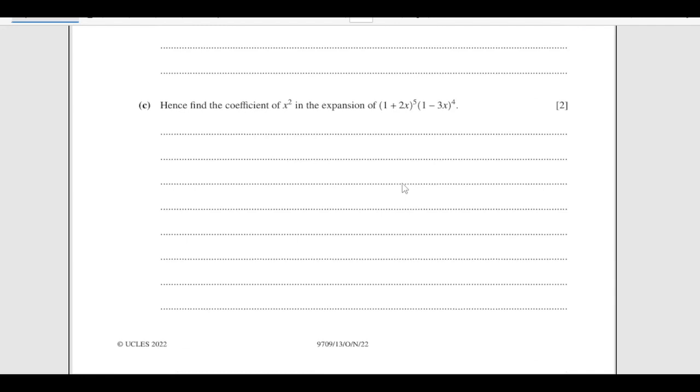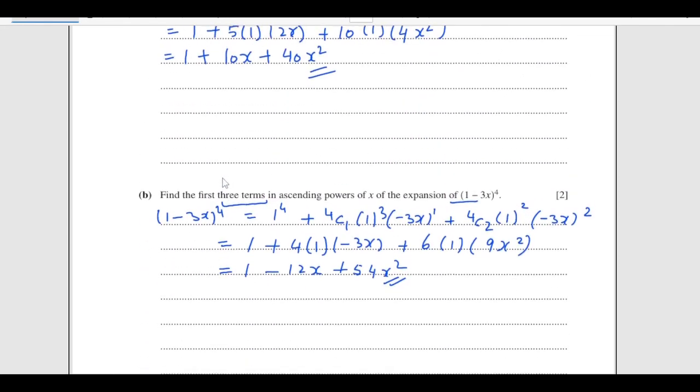Now, hence find the coefficient of x squared in this expansion. We will take both the expansions that we have done here, (1 plus 2x) power 5 into (1 minus 3x) power 4, right. The expansion of the first I am taking from the first part, 1 plus 10x plus 40x squared. The second one is 1 minus 12x plus 54x squared. So we have taken these from parts 1 and 2 that we expanded, right.